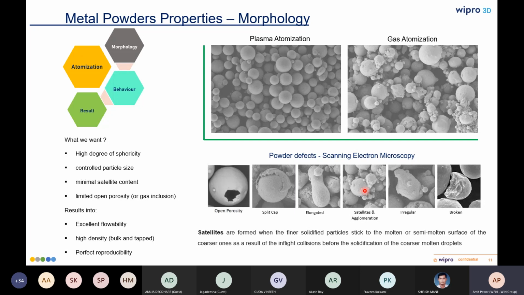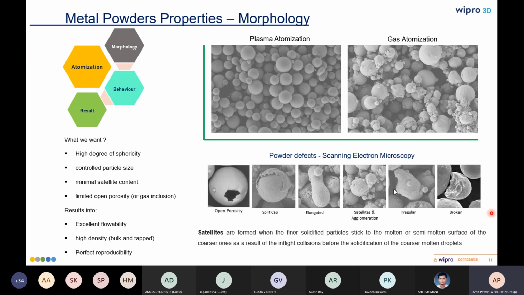Satellites are formed when the finer solidified particles stick to the molten or semi-molten surface of the coarser ones, as a result of in-flight collision, as you see in the atomization image. When the water or gas stream breaks the metal stream, the particles are spread. But when the smaller particles get attached to the bigger, coarser particles, this satellite formation can be seen. Irregular shapes and broken particles are also part of metal powder defects.